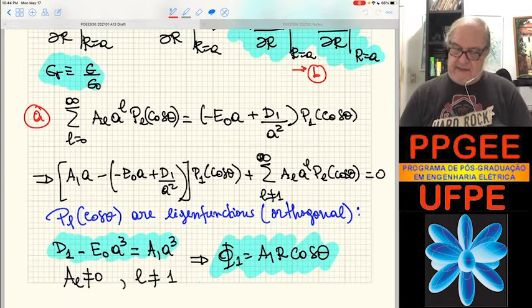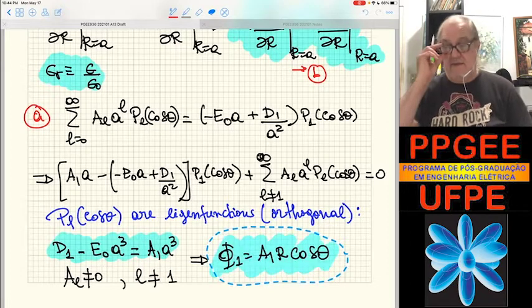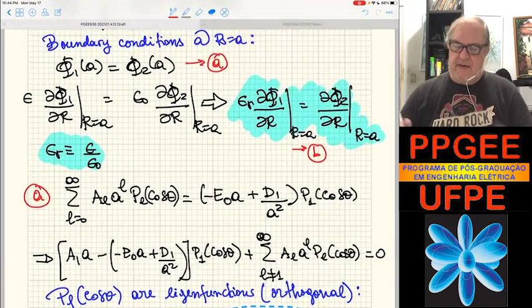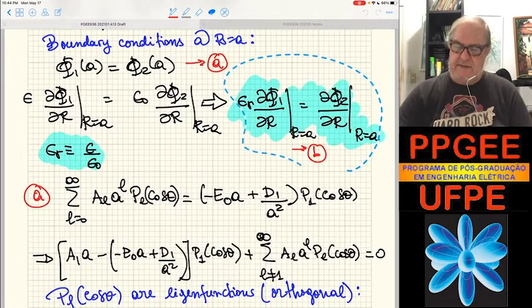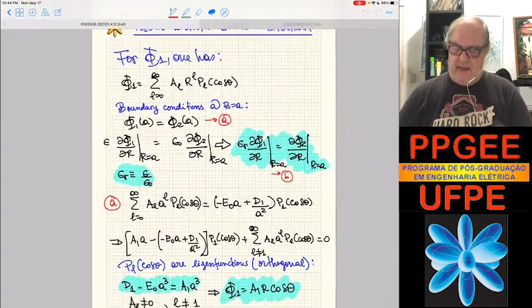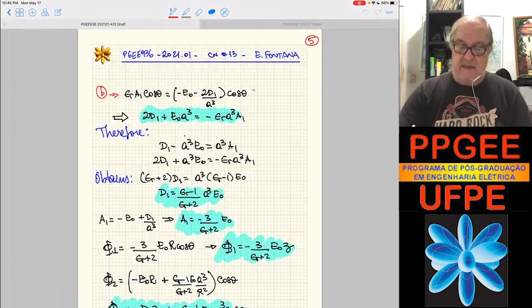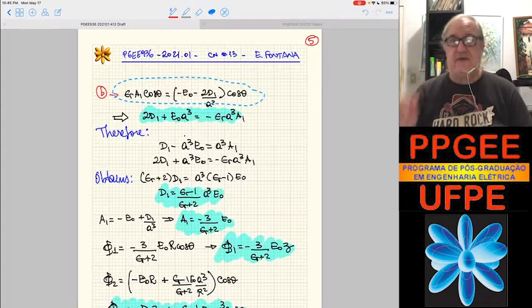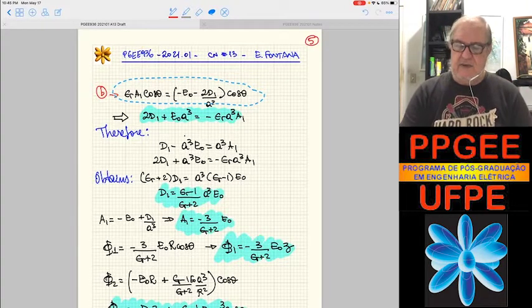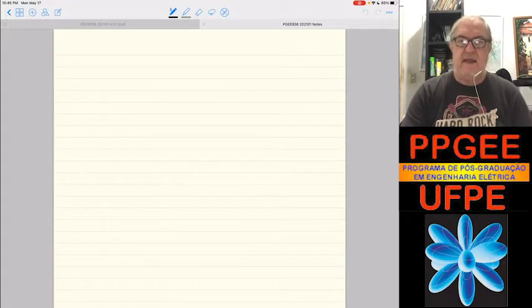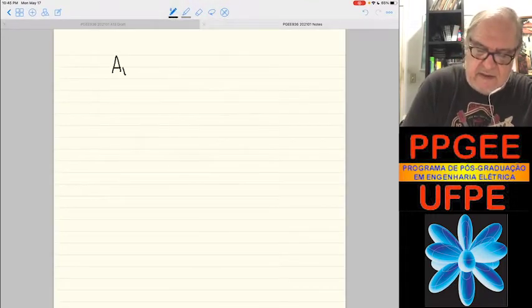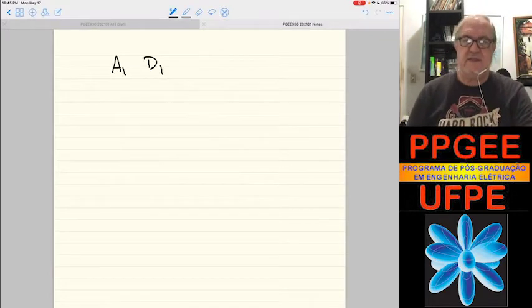So the potential inside now is A1 R cosine theta. For condition B, using just one term of the expansion, we have the second linear equation. So we have two equations and two unknowns, A1 and D1. You have to determine these two constants.